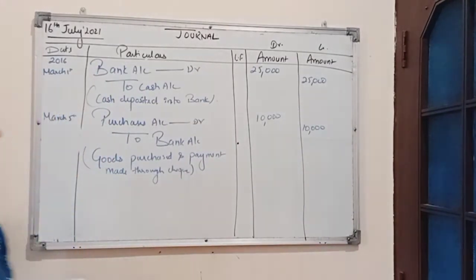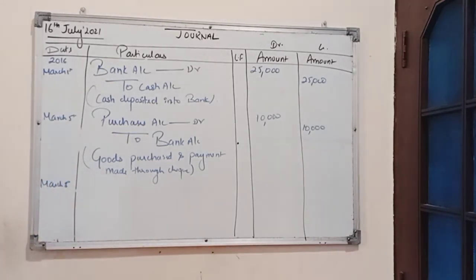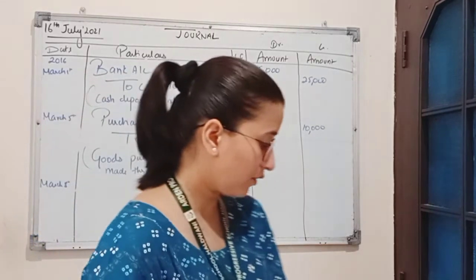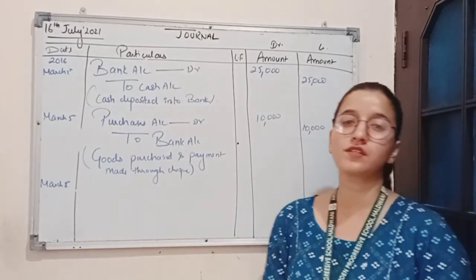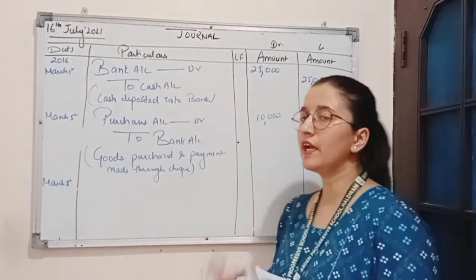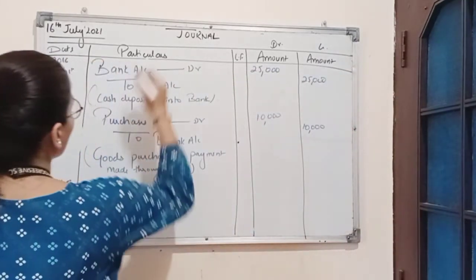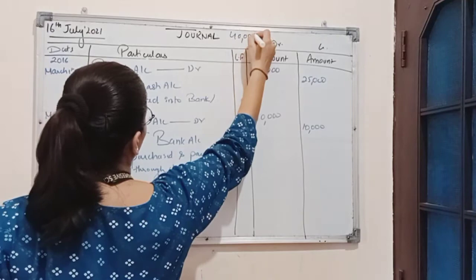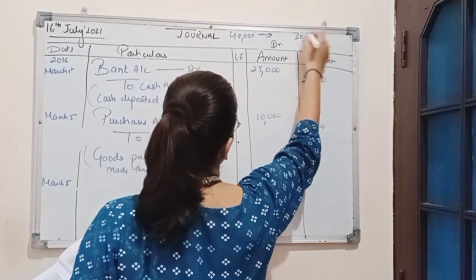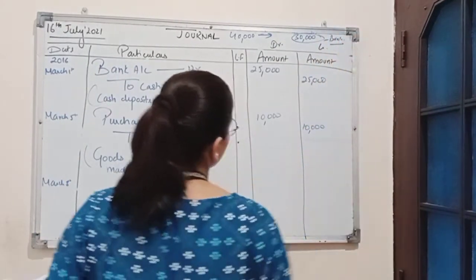Now the third transaction is on March 8th, and the transaction is cash sales rupees 40,000. Out of this amount, 30,000 is deposited in bank. Now in the transaction it is given that the goods have been sold for cash amounting to rupees 40,000. Out of 40,000, 30,000 of cash is deposited into bank and the remaining cash is in hand.